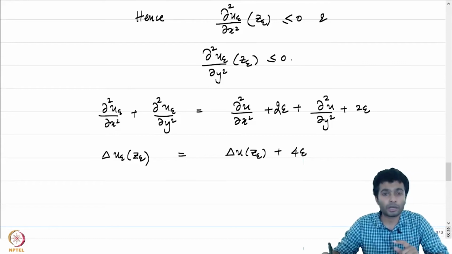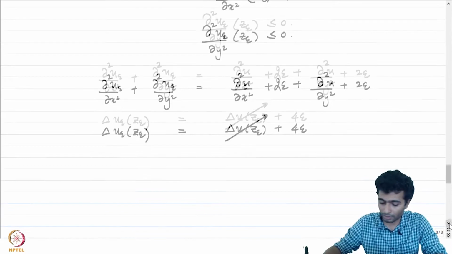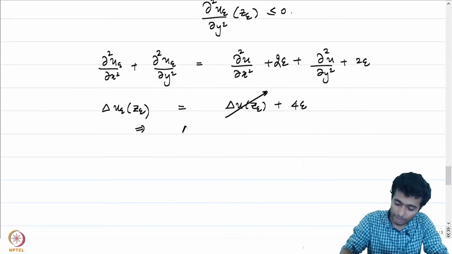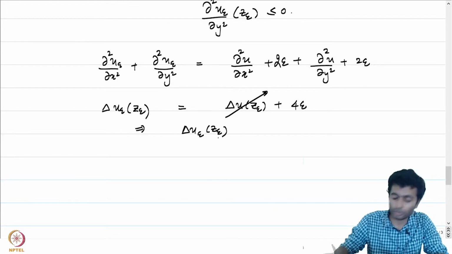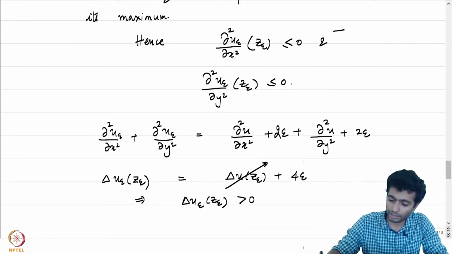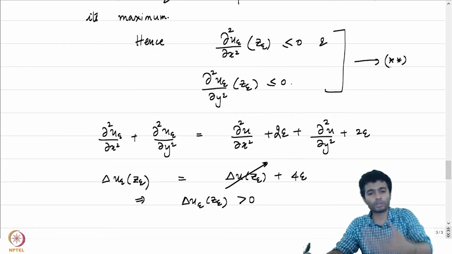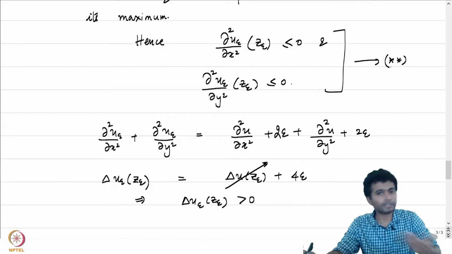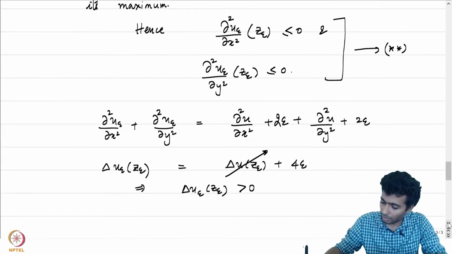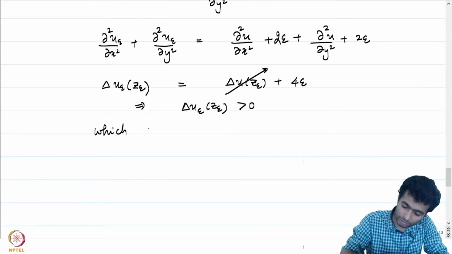But we know that u is a harmonic function. That was the assumption to begin with. So this is going to be equal to 0. And this tells us that the Laplacian of u epsilon at z epsilon is 4 epsilon, which is greater than 0. But this contradicts this particular observation, because both these are less than or equal to 0. How can the sum be greater than 0? So we have come to a contradiction which contradicts star star.